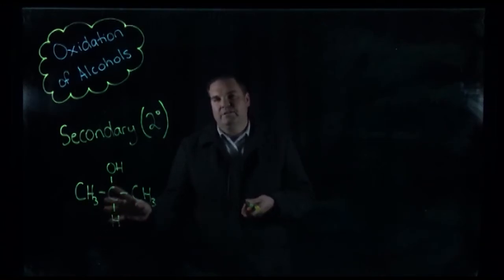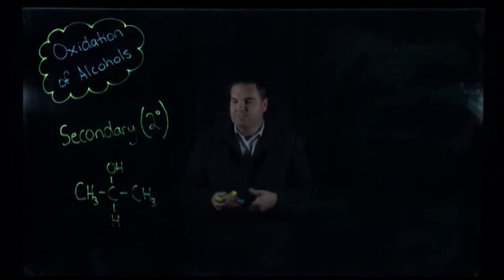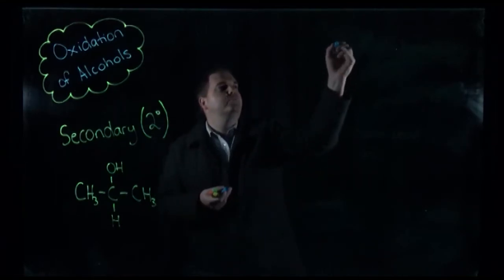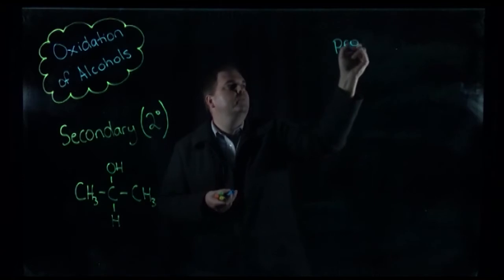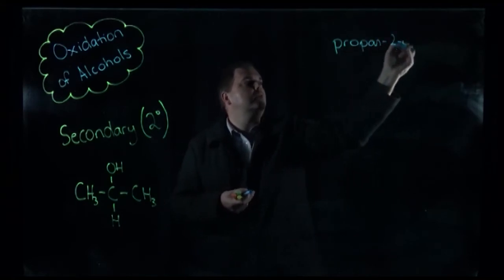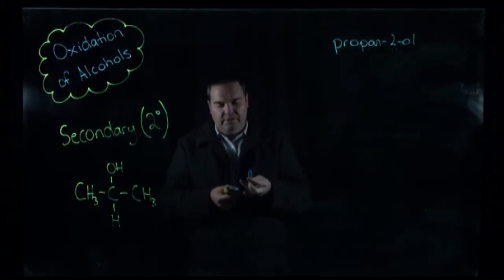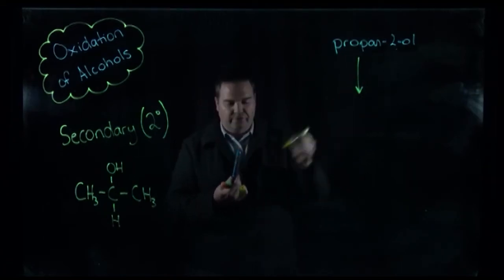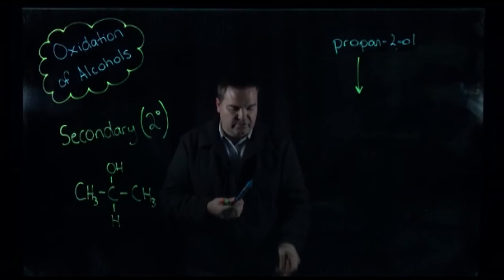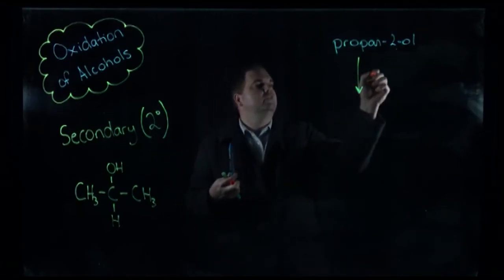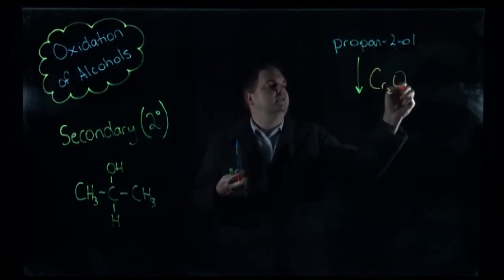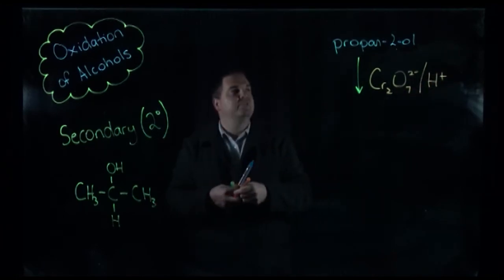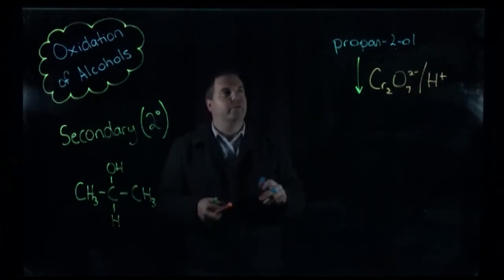So when we react this with acidified dichromate, we still get a colour change, all right? So we've got propan-2-ol here, okay? And what we're going to do is react that with our acidified dichromate again, which is orange. Let's try and get the colours right for you. So with your acidified dichromate again. But this time, what happens is that we get a new structure, a new functional group.